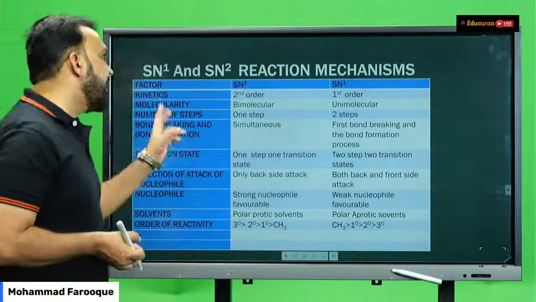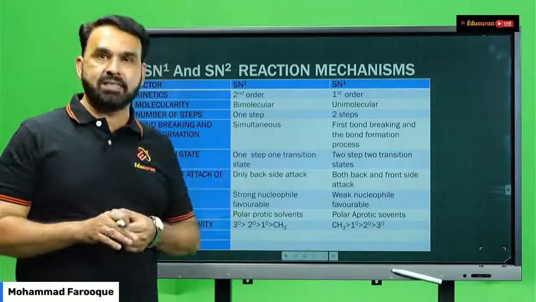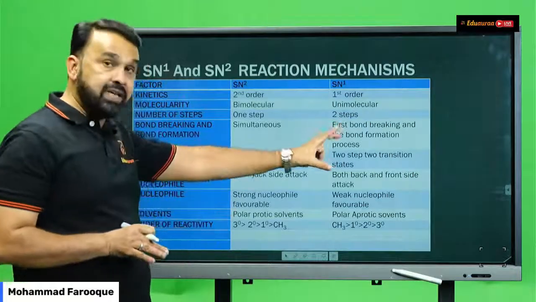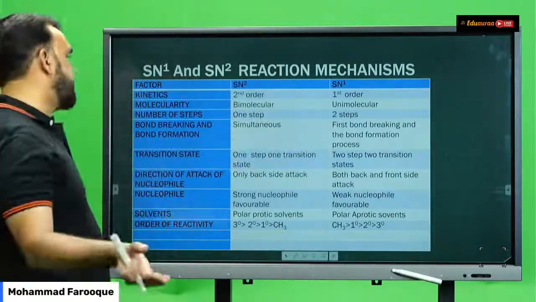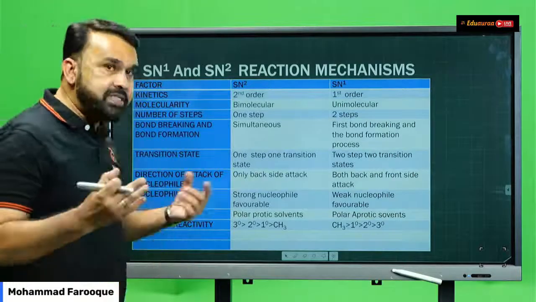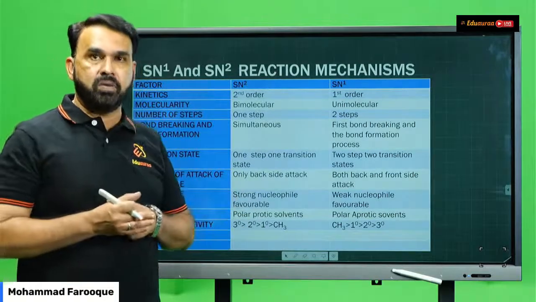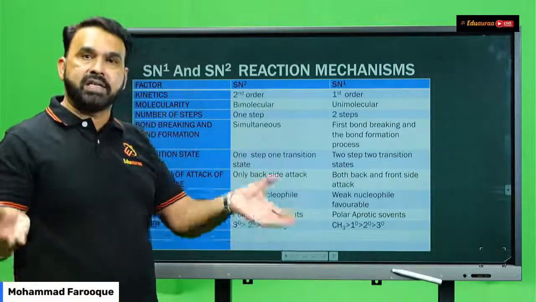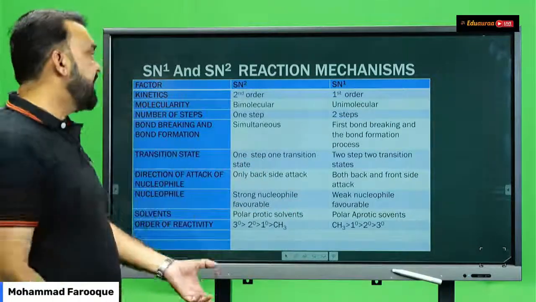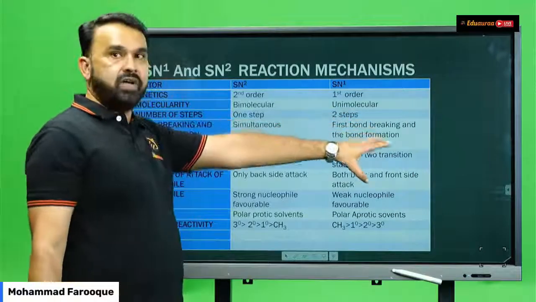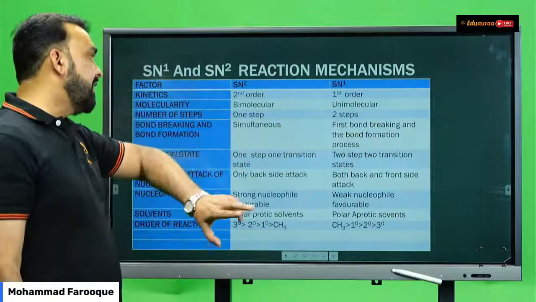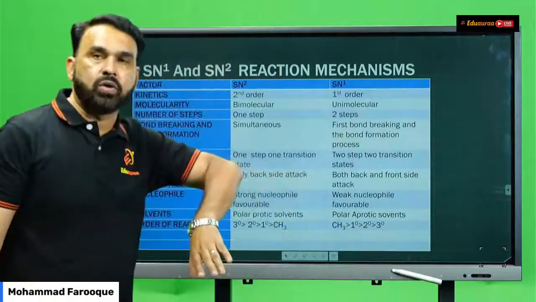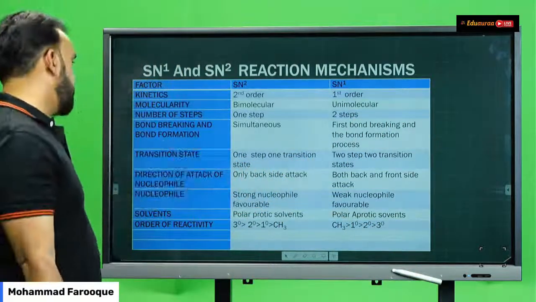We see that the number of steps: SN2 undergoes a one-step reaction mechanism, whereas SN1 undergoes a two-step reaction mechanism. What happens in case of bond formation and bond breaking? In case of SN2, it is simultaneous. Bond formation and bond breaking take place at the same time. Whereas in case of SN1, it's a two-step mechanism. So first, the bond breaking takes place, and then the attack of the nucleophile and bond formation takes place.